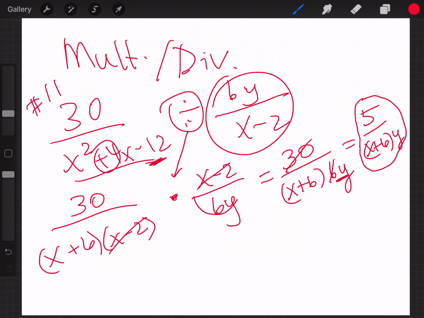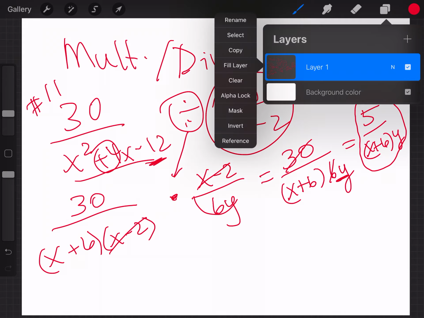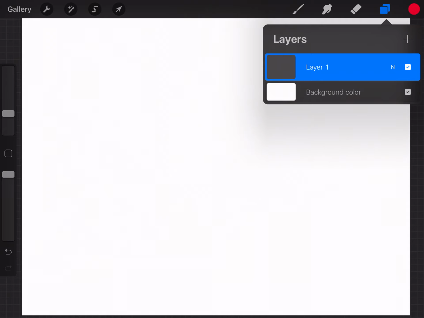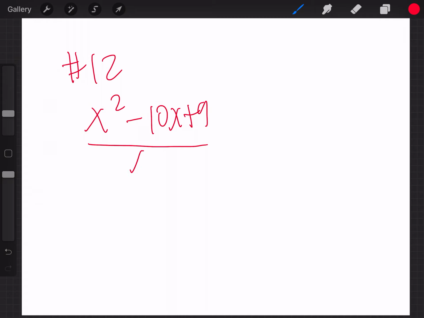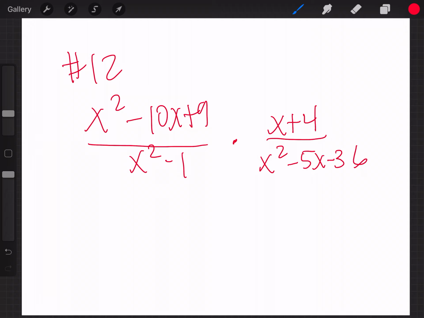So that's one of the ones I wanted to address. A lot of you didn't do that one quite right. There's one more on that same worksheet. It's number 12, and it goes x squared minus 10x plus 9 over x squared minus 1, and this one's multiplying, so we're not going to change it to dividing and flip it. We're just going to keep these the same, except we do need to factor all the four parts.